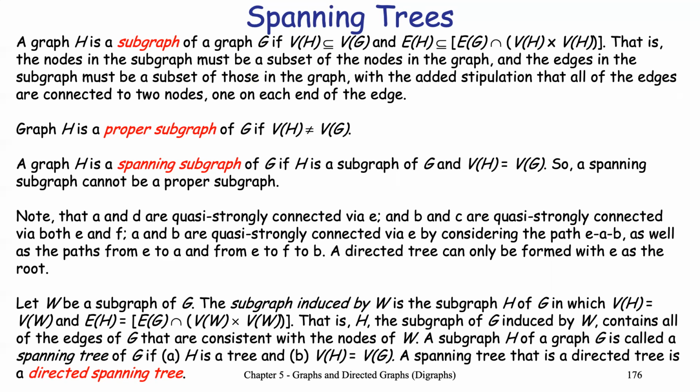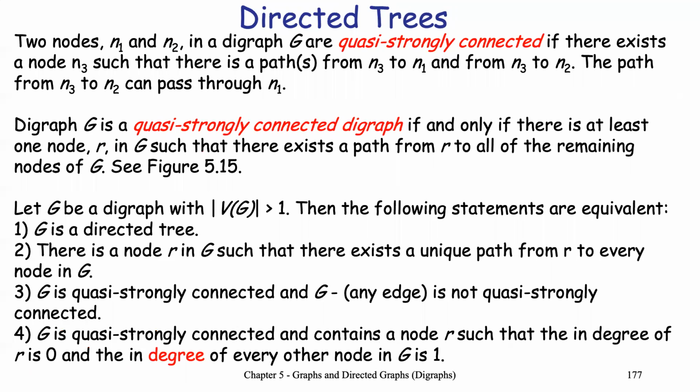We also have some more definitions here for a proper subgraph, a spanning subgraph, and a directed spanning tree. I'm not going to read this whole slide, but those are more things that are relevant for trees, spanning trees, and directed trees. We can have quasi-strongly connected digraphs. These are other things that can help us in our exploration of trees, and the details are spelled out on the chart and also in the text in Boardman.